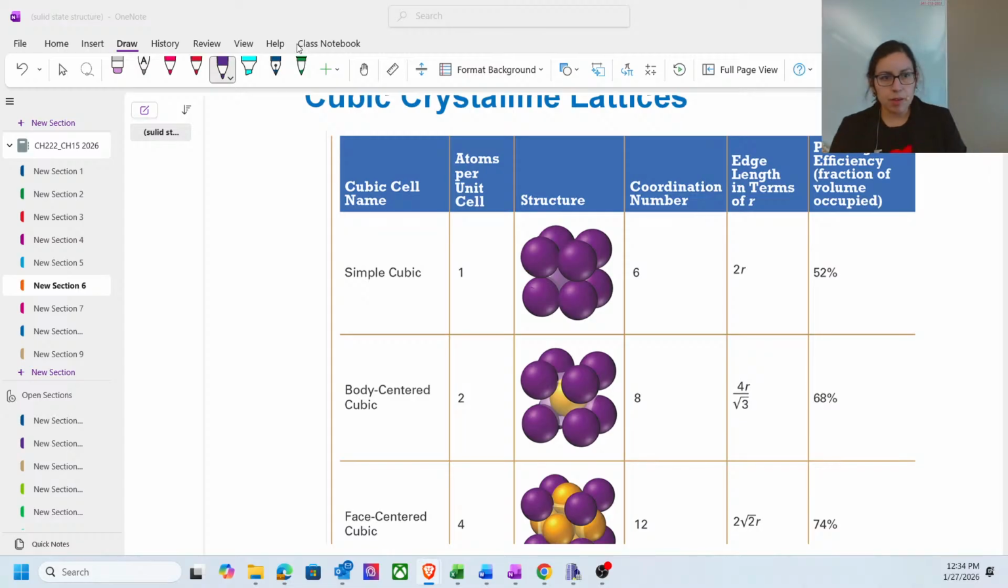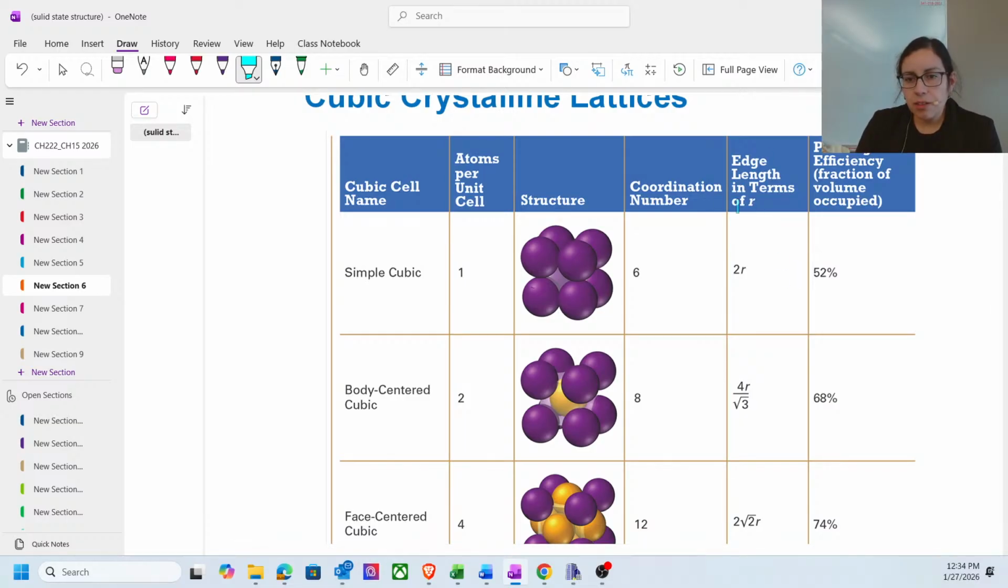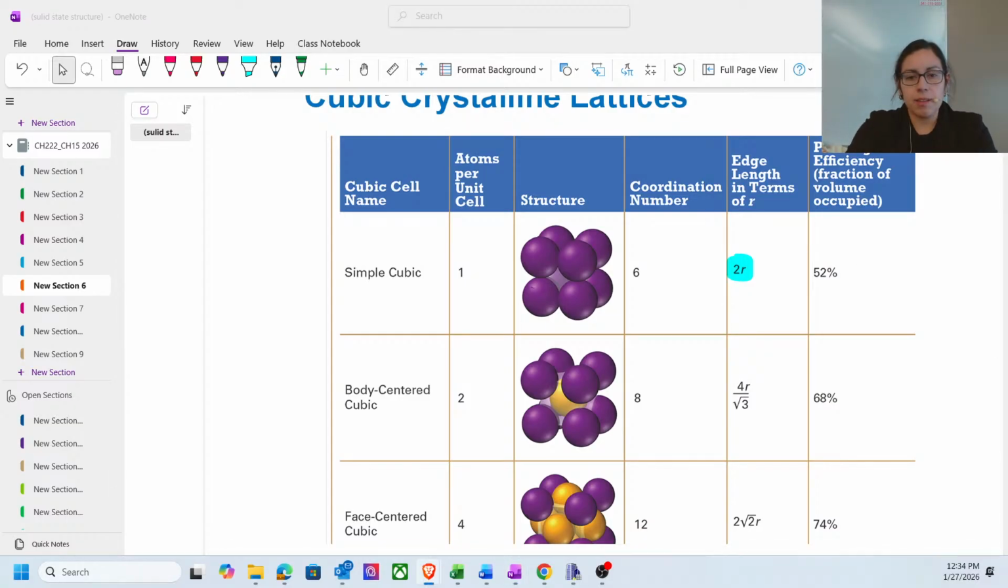And so, other relevant things that will come up later when we do word problems with this: we have our edge length. So this is the edge length of our atom in terms of our structure here. And so our edge length of our cube is 2 times the radius of our unit cell. And then packing efficiency just tells us how well it packs. So this only has a 52% packing efficiency.